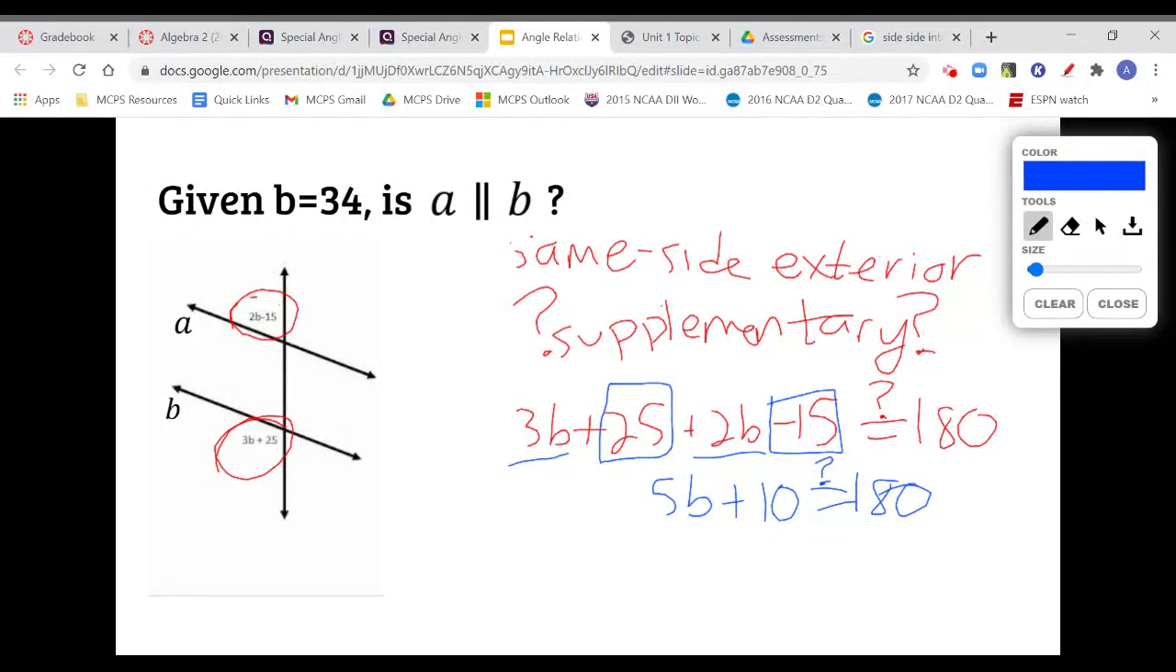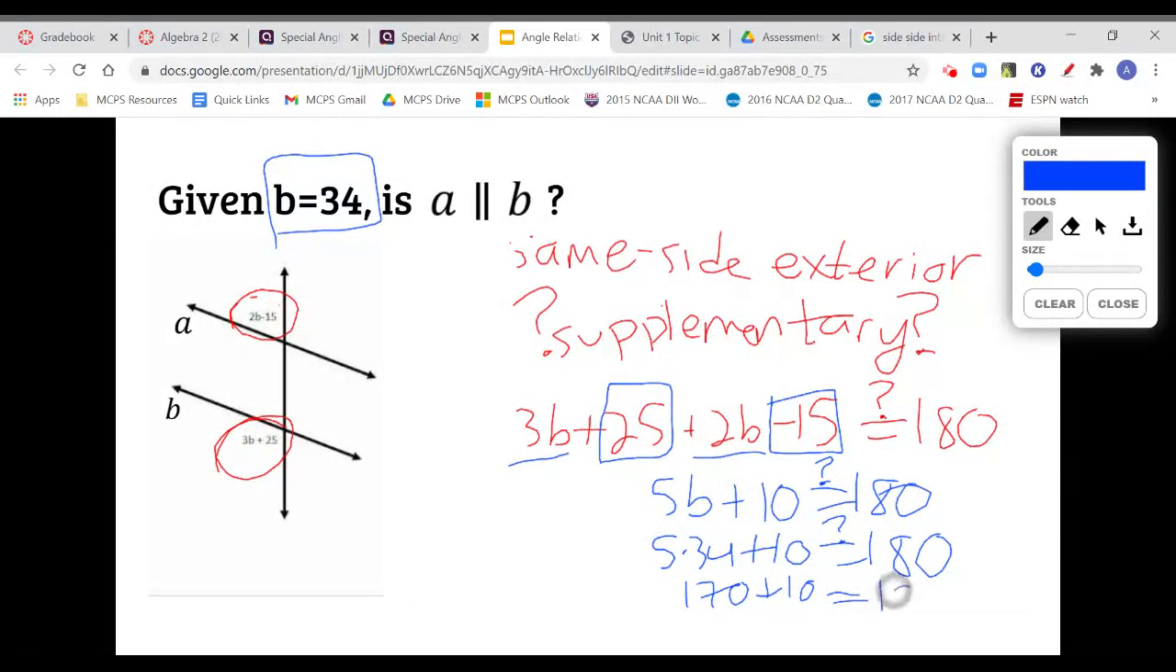Now I know what B is, so I'm going to plug in the value of B that I was given of 34, and I'm going to say 5 times 34 plus 10. Is that equal to 180? If I multiply 5 times 34, I'm going to get 170, and then add it to 10. And this does, in fact, equal 180, right? So this checks out. And is line A parallel to line B? Yes. They are parallel because when I plug in 34 for B, these two angles are supplementary.